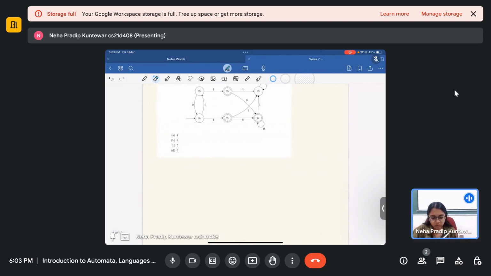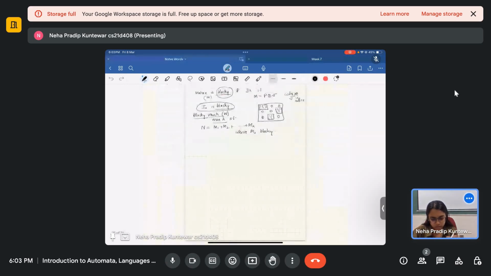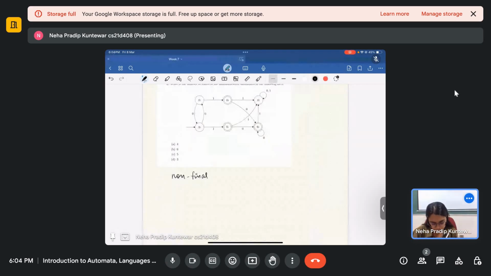So what is the algorithm? The algorithm is that first you start with 2 sets only. One is the set of non-final states. In this case, the set of non-final states is Q0, Q3, and Q5. And the set of final states is Q1, Q2, Q4.